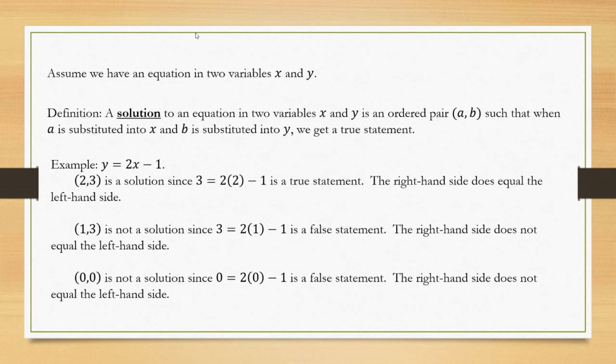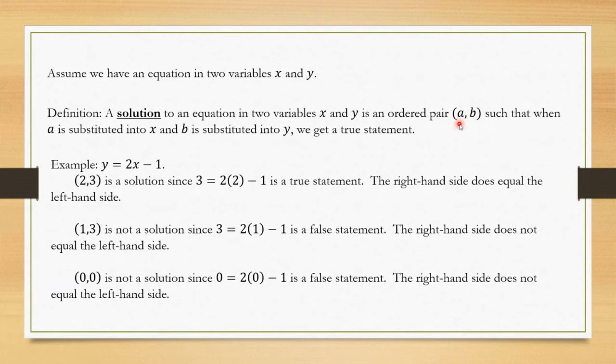Then just like with equations in one variable, we can consider solutions to these equations. But since we have two variables here, the solutions are going to be ordered pairs, not just single numbers. Okay, so the solutions are going to be ordered pairs of numbers.